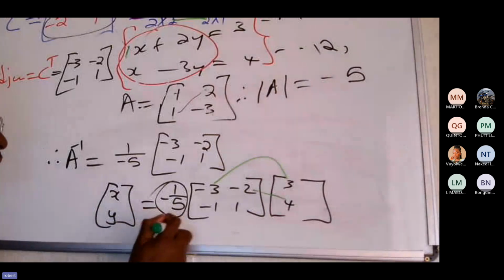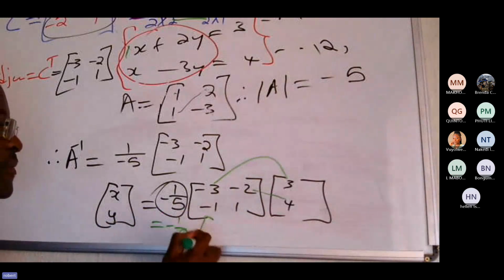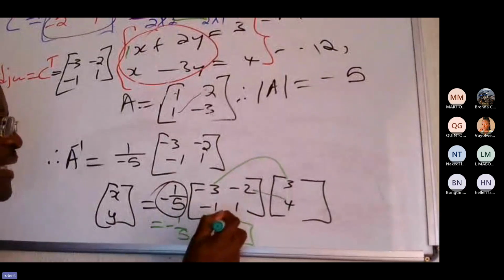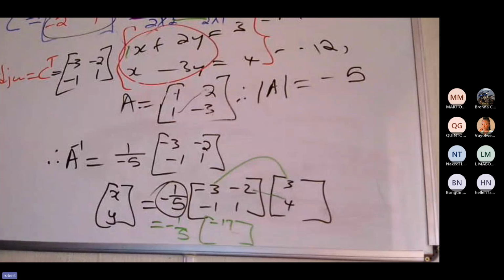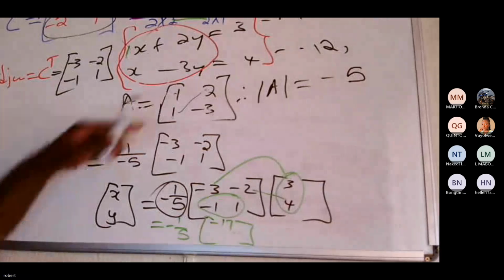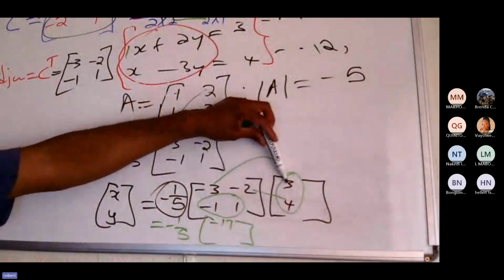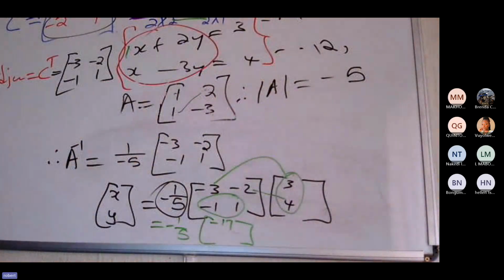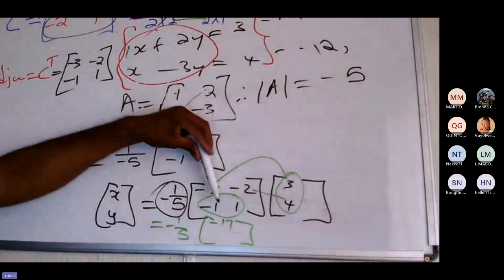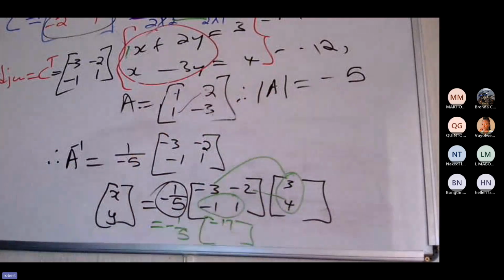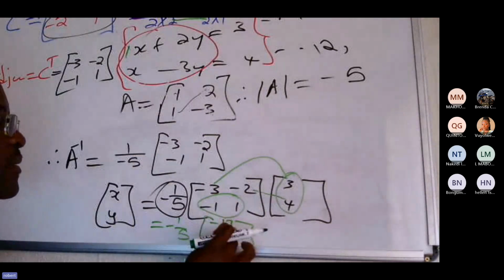Therefore, let me see whether we cannot squeeze it here. Yes. It will now be minus 17. It's good. And what about this? Multiplied by this, it will be negative 1 multiplied by 3, which is minus 3, plus 1 multiplied by 4, which is 4. Minus 3 plus 4, it is 1.